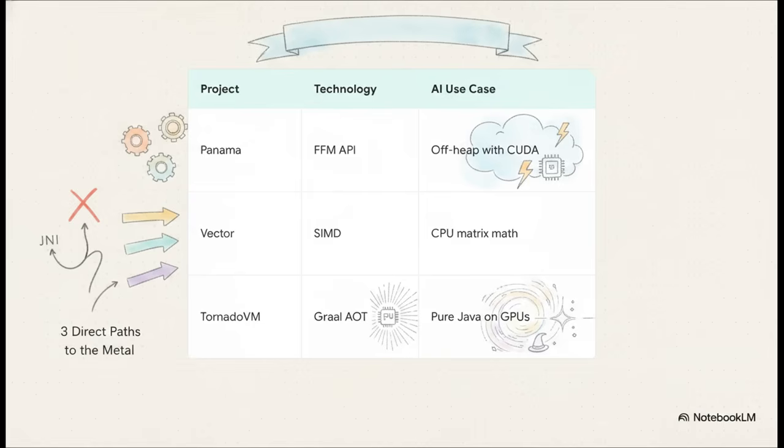We now have 3 direct paths to the metal. Project Panama gives us the foreign function and memory API for incredibly fast off-heap memory sharing with CUDA. The Vector API lets us explicitly trigger SIMD instructions to accelerate matrix math right on the CPU. And Tornado VM acts almost like magic, compiling pure Java code ahead of time directly into GPU instructions.